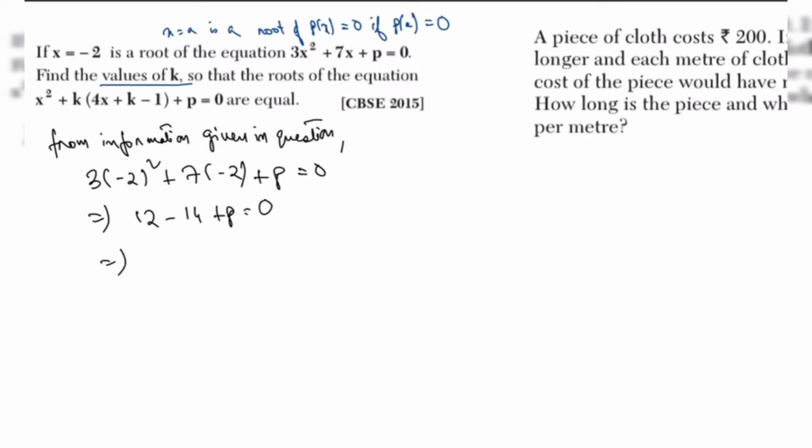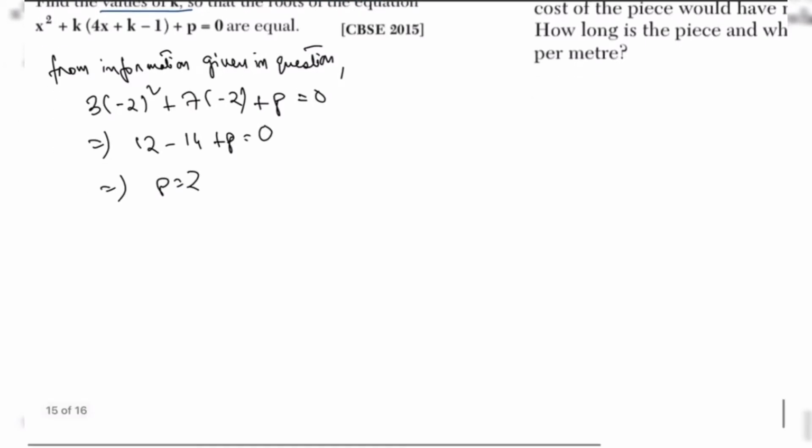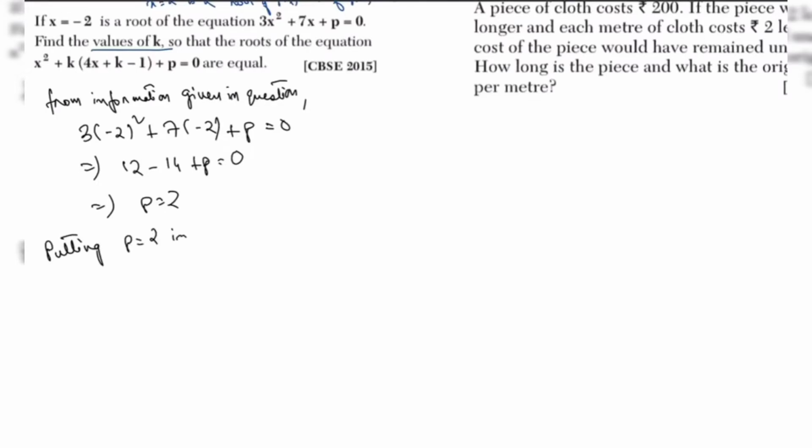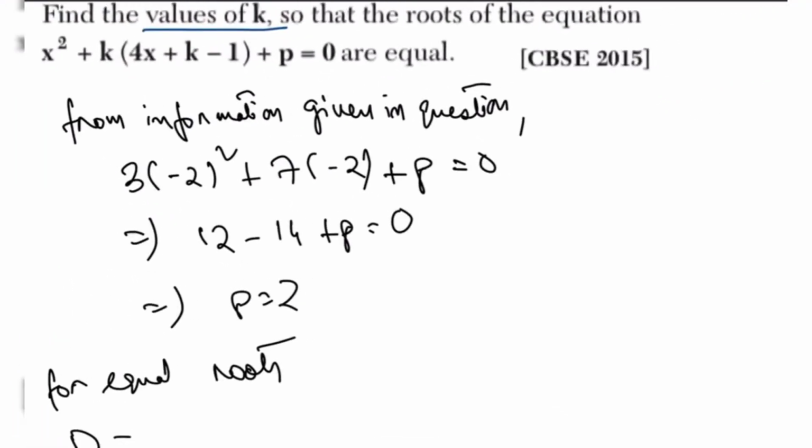That gives us minus 2, so p equals 2. So we write p equal to 2. We don't have to put it right now. So we need equal roots, right? So for equal roots, we need discriminant to be 0. So what is the discriminant? Let us mark it again.